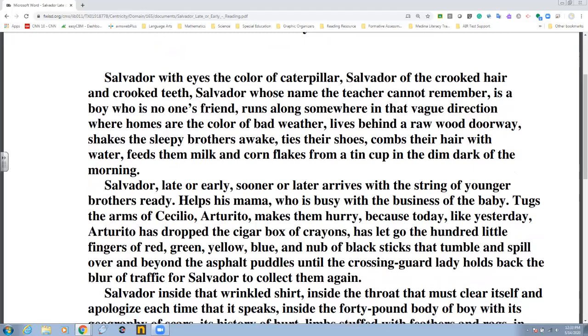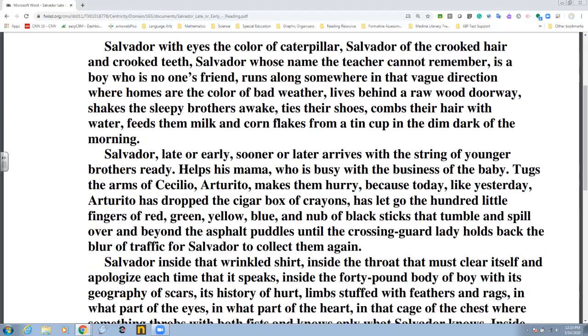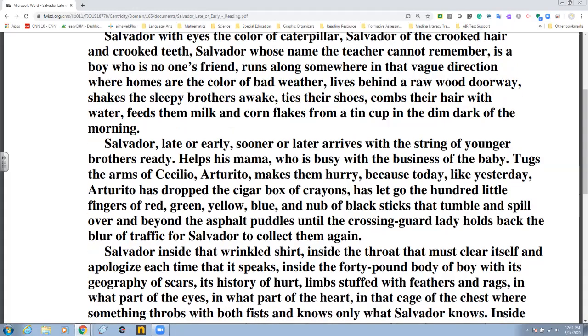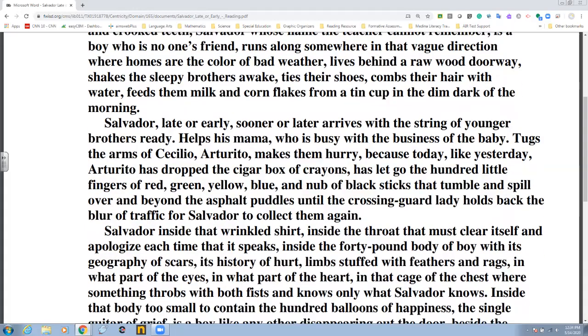Salvador with eyes the color of caterpillars, Salvador of the crooked hair and crooked teeth, Salvador whose name the teacher cannot remember, is a boy who is no one's friend. Runs along somewhere in that vague direction where homes are the color of bad weather. Lives behind a raw wood doorway. Shakes the sleepy brothers awake, ties their shoes, combs their hair with water, feeds them milk and cornflakes from a tin cup in the dim dark of the morning.